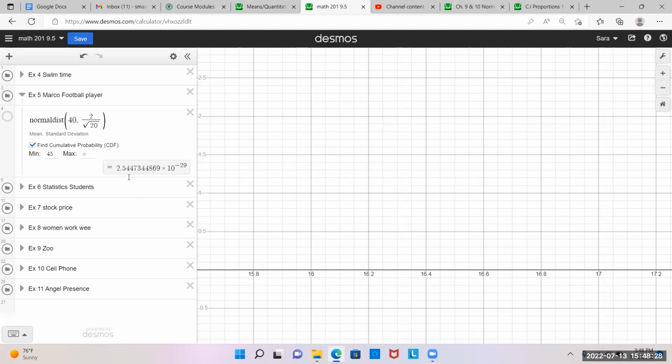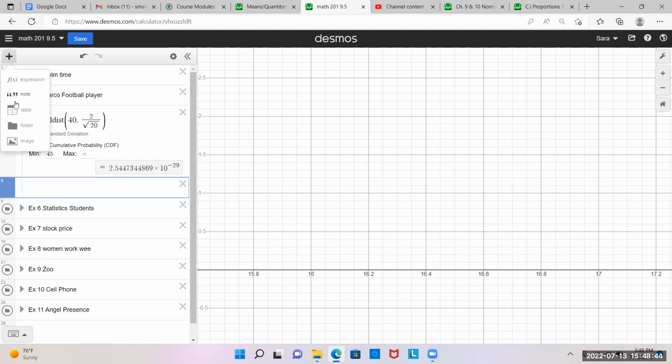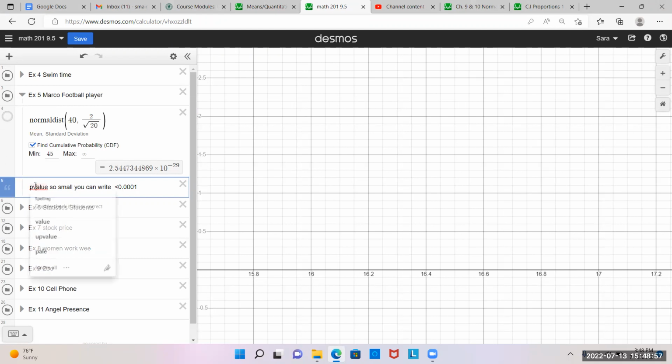And it says 2.5447, which seems high, but notice this right here, times 10 to the negative 29. It's actually very, very, very small. And I'm just going to make a note here for you. If the p-value is so small, you can just put the symbol less than 0.0001. And then that tells the viewer that it's so small, you can't even write it out.